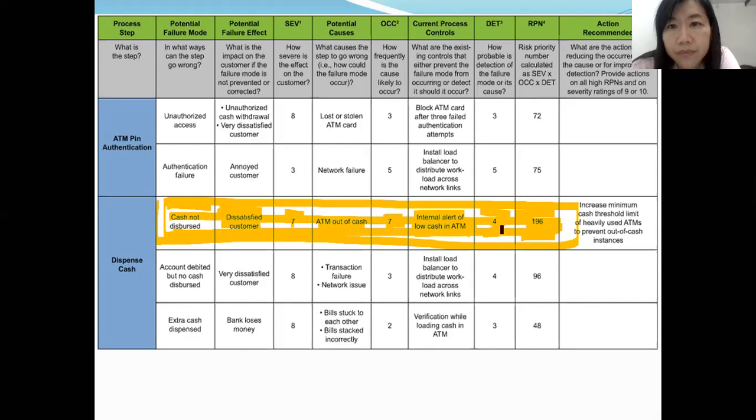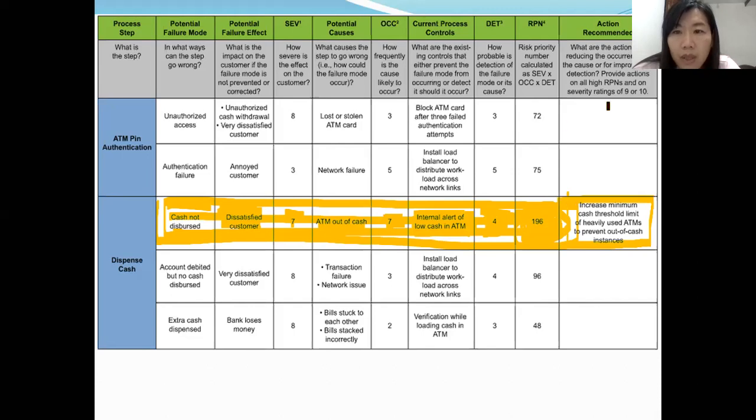So the detection is poor. Oh, I mean, they have the internal alert of low cash. Yeah, so the detection is good. So since this becomes the high risk priority number, action needed. Increase minimum cash threshold. They need to do some actions.